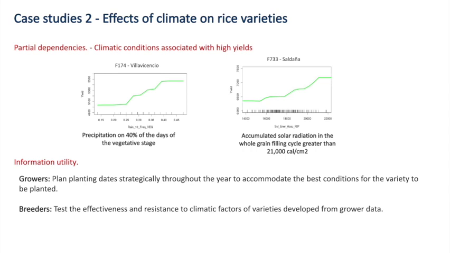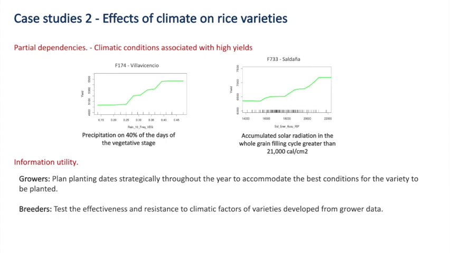This random forest model also has the advantage that it allows us to assess how the variables depend on the input and the output variables. So we can see that for the F174 variety in Villavicencio, the distribution of precipitation should have at least 40% of days with rainfall in the vegetative stage in order to achieve the best yield. And the same thing for the F733 variety in Saldaña. The idea would be to have 21,000 calories per square centimeter at the end of the cycle, in the vegetative stage.